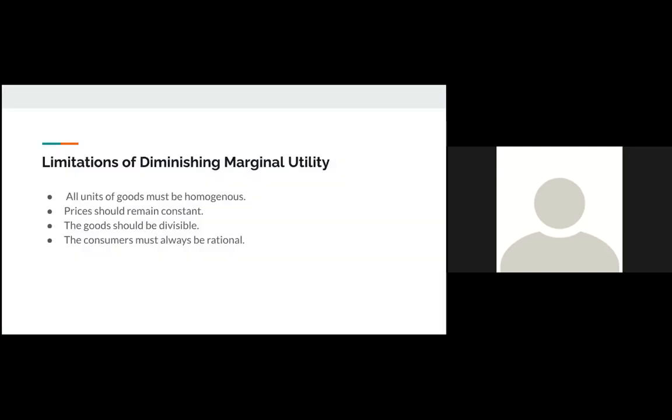So things that you need to note about the law of diminishing marginal utility. When you're calculating this, all units of goods must be homogeneous. So let's take the cake, for example.